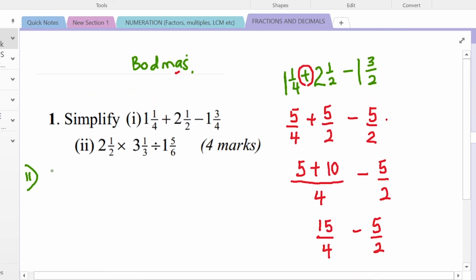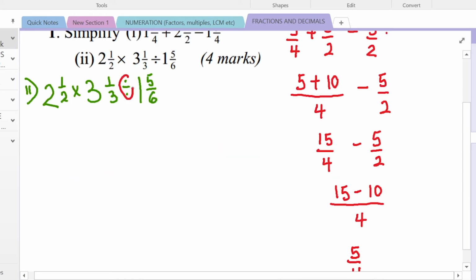So Roman 2, we have, of course, 2 whole numbers and a half, multiplied by 3 whole numbers and 1/3, divided by 1 whole number, 5/6. So again, BODMAS. So we're going to first begin with the division part. For that, let's convert them to improper fractions. That's 2 times 2 is 4 plus 1 is 5. So that is 5/2. Multiply that by 3 times 3 is 9 plus 1, which is 10/3.